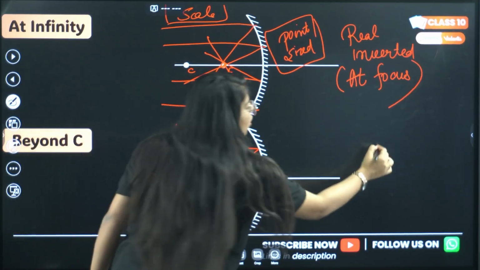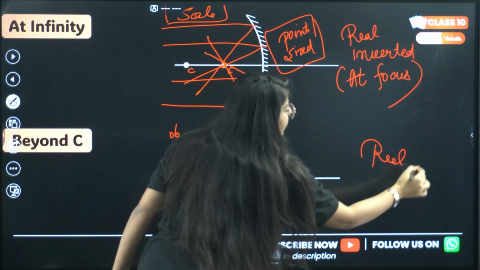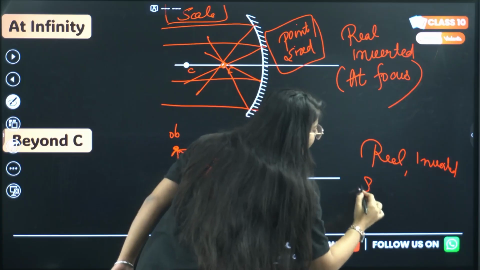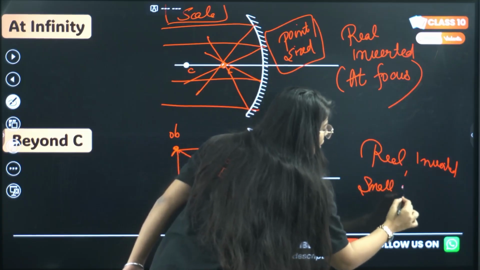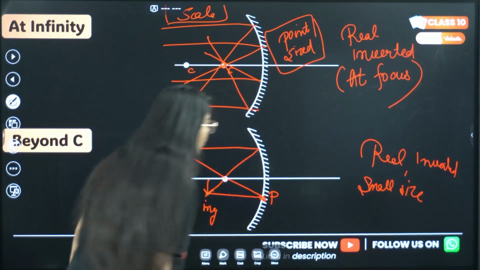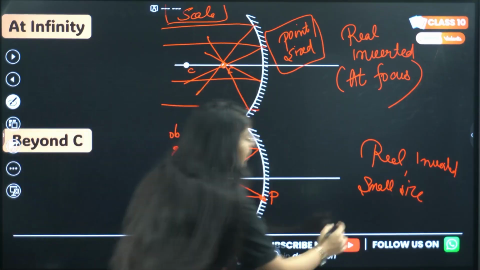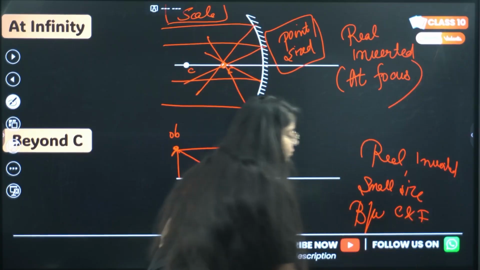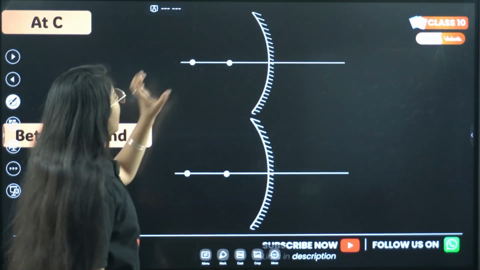Now this is also real, correct? This is inverted. We can see this is inverted, and this is of small size, or you can say diminished. Okay, so this image is between C and F, correct? Let's move on to the next, at C.